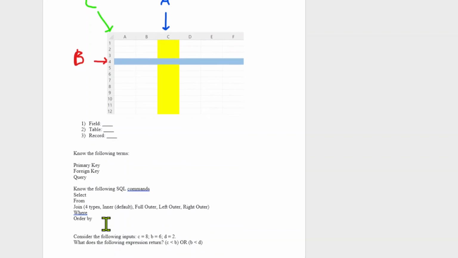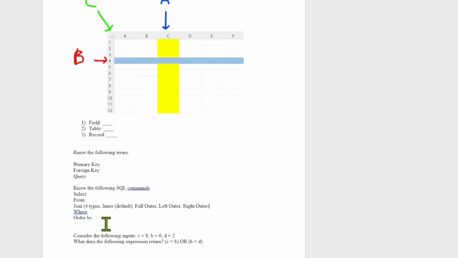This comes up next, looking at the logic idea, and we're going to ask some questions here. Consider the following inputs where C is 8, B is 6, and D is 2. Let's think about the following expression. This is kind of to go forward for logic when you're doing some querying. C is less than B, which is wrong, or B is less than D, which is also wrong. So they're both no. With an or, either one being true would be okay.